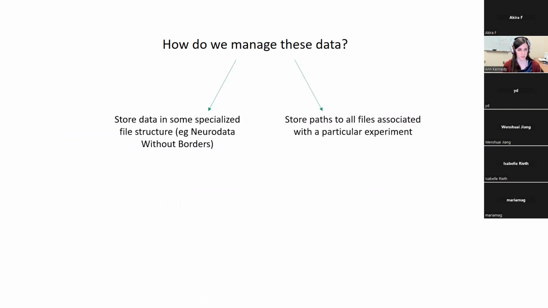So when you're tying together different data sets, there's two approaches that you can take. One is to create a specialized file structure like Neurodata Without Borders, where all of your different data formats are lumped together. The other is to store paths to the different files associated with an experiment and load things from those files. And this is what we do in Bento.